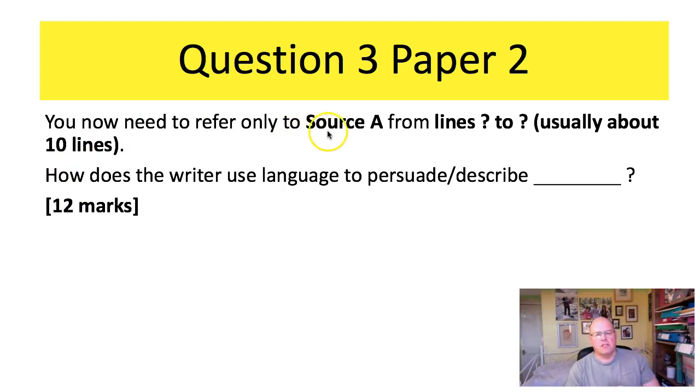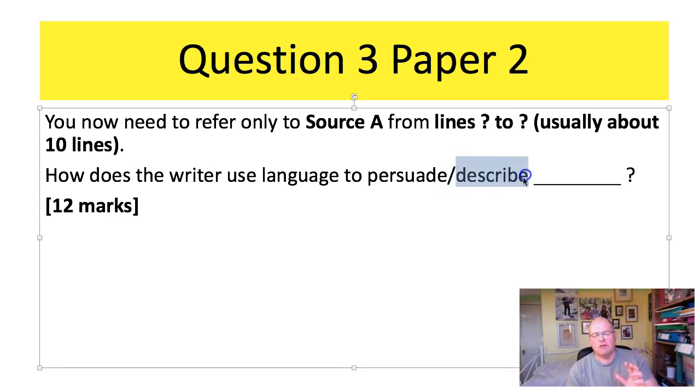You now need to refer to only source A from lines something to something, and that will usually be 10 lines long. About how does the writer use language to persuade or describe? Now remember, this is a viewpoint paper, and so the answer will involve you saying how the description helps give us the writer's viewpoint, or how the persuasive techniques help give you the writer's viewpoint. I think that you're much more likely to get a persuade question than a describe question, but they're very similar in how you should approach them.